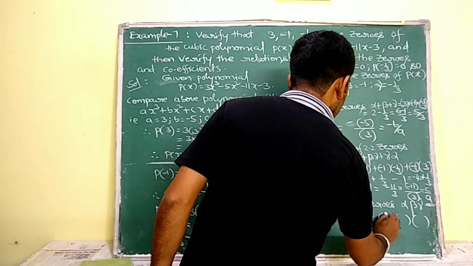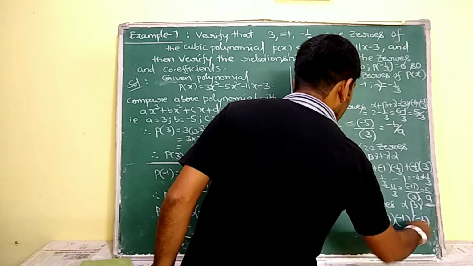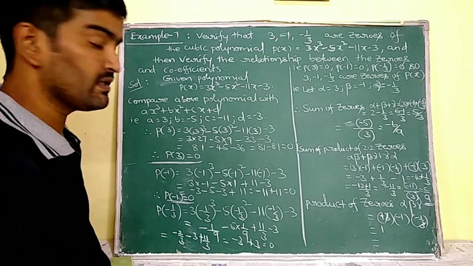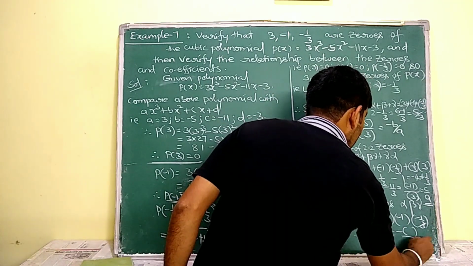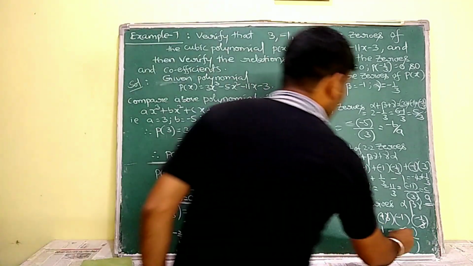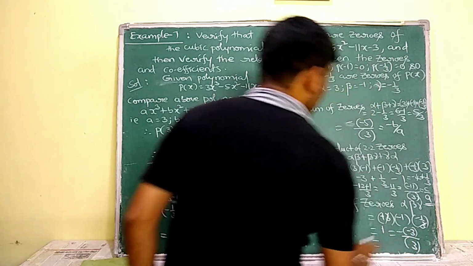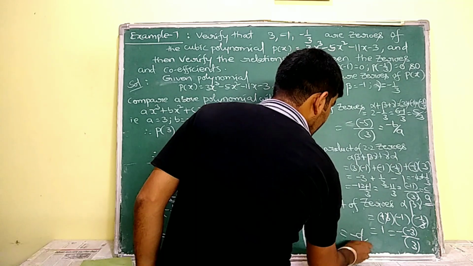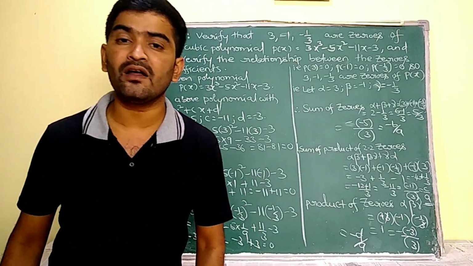The product of zeros is 3 into -1 into 1/3. Here this 3 and 3 are going to be cancelled. It is 1. The product of zeros we obtain is 1. This 1 is equivalent to -d/a or not, we have to see. What is -d? See, d means -3. Minus d means minus of minus 3. A means 3. So minus of minus 3 by 3 means it is 1 only. That can be expressed as -d/a. So the zeros and the coefficients of the given polynomial are verified.